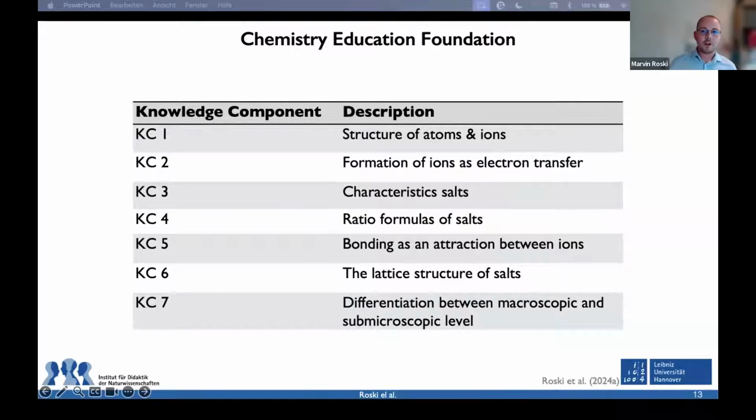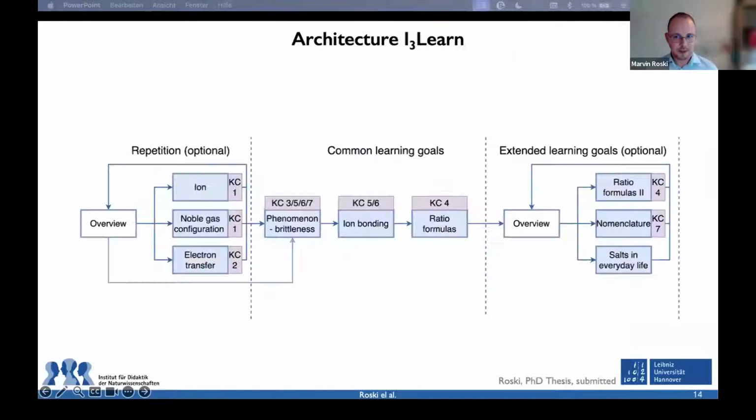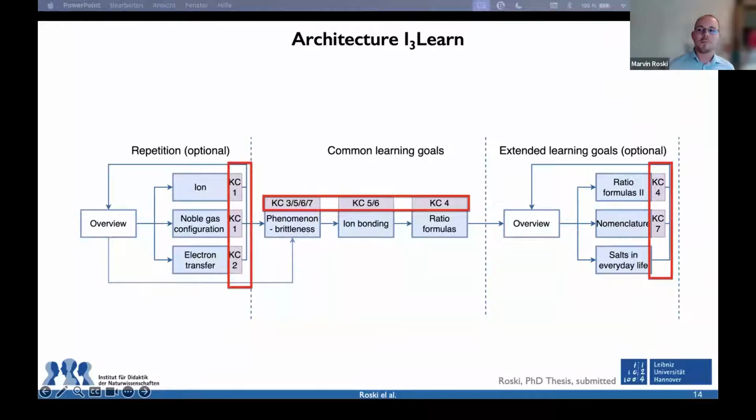So we have in total 7 knowledge components, which break down the topic of ion bonding. This includes, for example, knowledge component 1, knowledge about the structure of atoms and ions, or knowledge component 2, about the formation of ions as an electron transfer. With this new perspective, we can assign the contents of the individual chapters to one or more knowledge components, and thus also track which knowledge components the learners have worked on. As you can already see here, we are now expanding the architecture of i3 Learn with this new perspective.